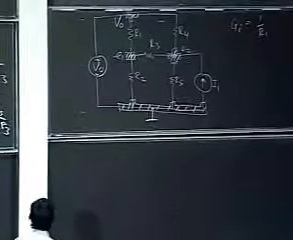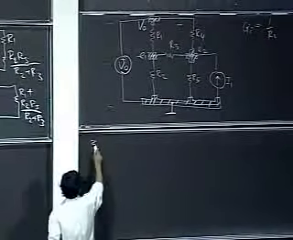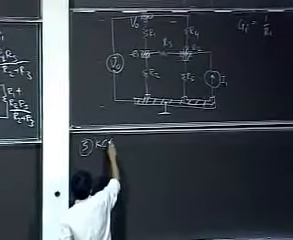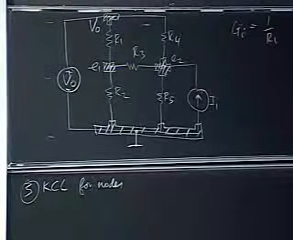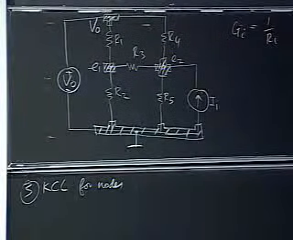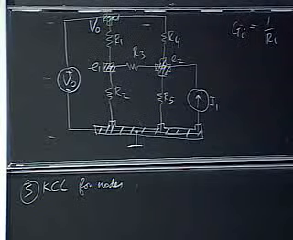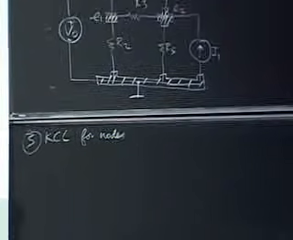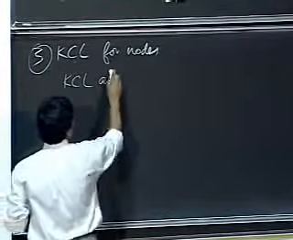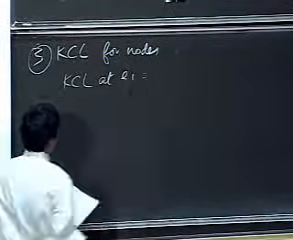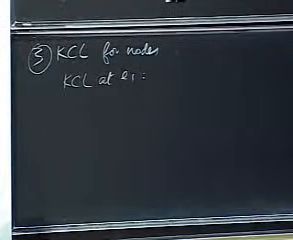Okay, so let me go ahead and apply step 3. And step 3 says, go ahead and apply KCL for each of the nodes at which you have an unknown node voltage. And then that will give you your equations. So let me start by applying KCL at E1. So let me write KCL at E1. I do one more thing. Notice I don't have any currents there.